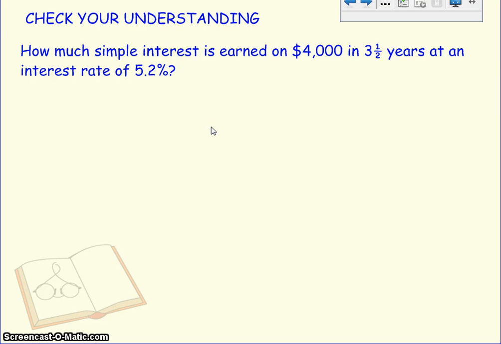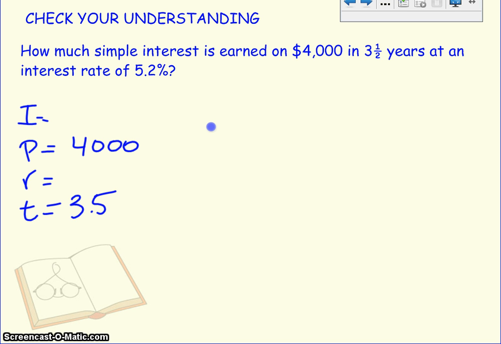All right, it says how much simple interest. So right away, I'm going to do my I equals, P equals, R equals, T equals. Hopefully you did the same. It says how much simple interest is earned if it's $4,000 put into an account, so there's my principal, 3.5 years, so I'm going to write that as a decimal at 3.5, at an interest rate of 5.2. Remembering I need to move the decimal over, I should have gotten 0.052.